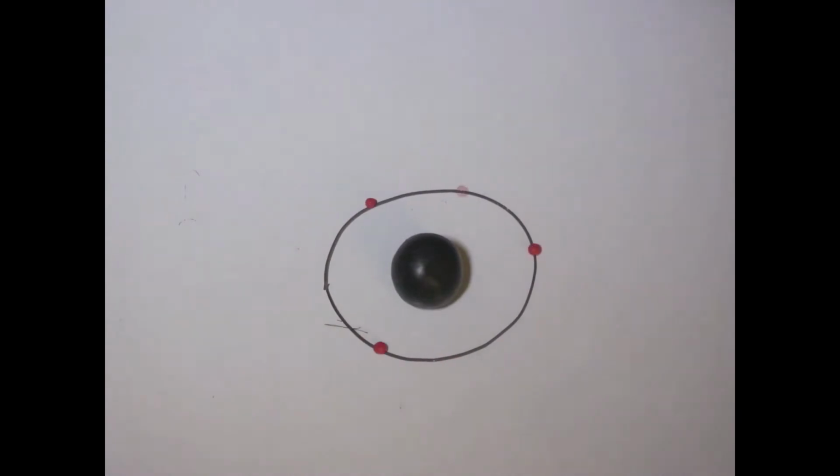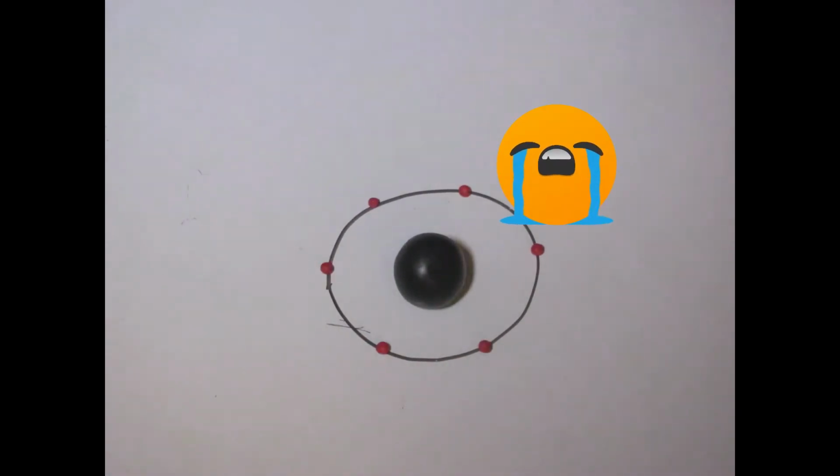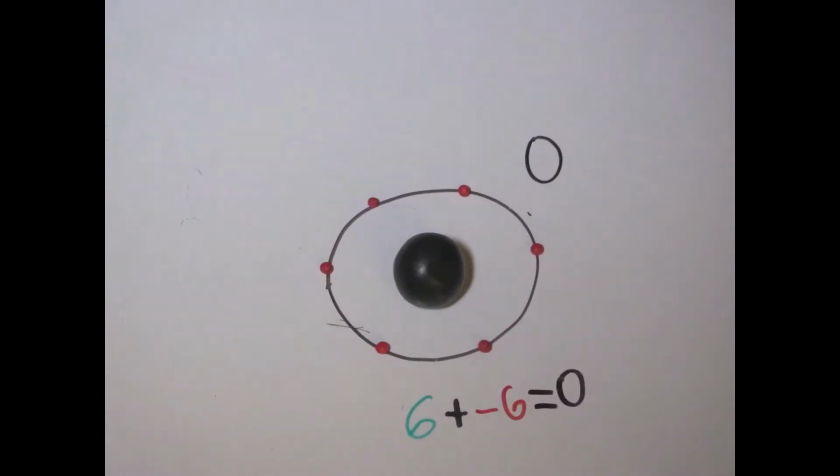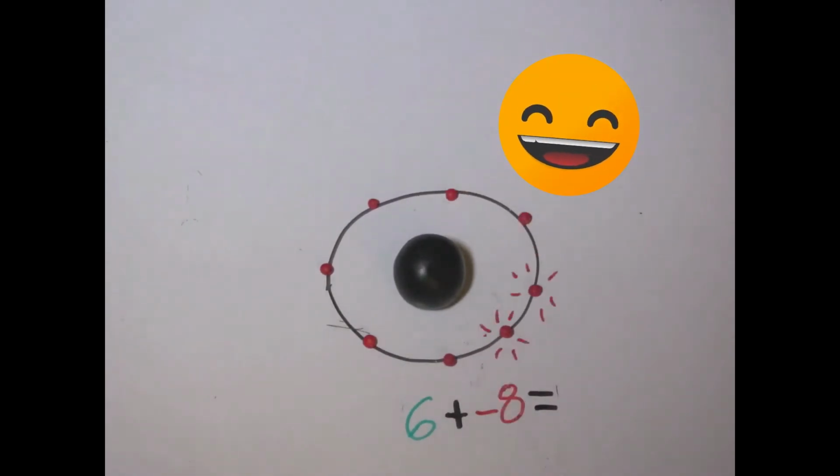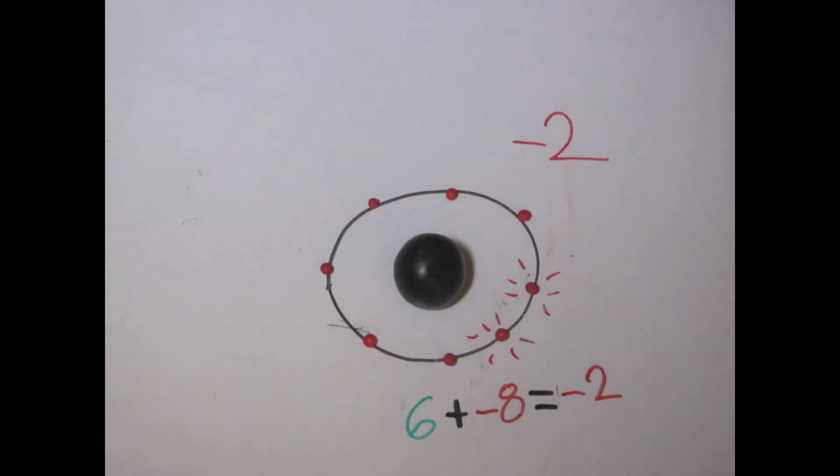Here we have an atom with only 6 electrons in its outer shell, and it's sad because it wants to have 8. It's nice and stable, it has an overall charge of 0, but it wants to have that nice full outer shell. So we add 2 electrons, and now it's nice and happy and stable. It also is now a -2 ion.